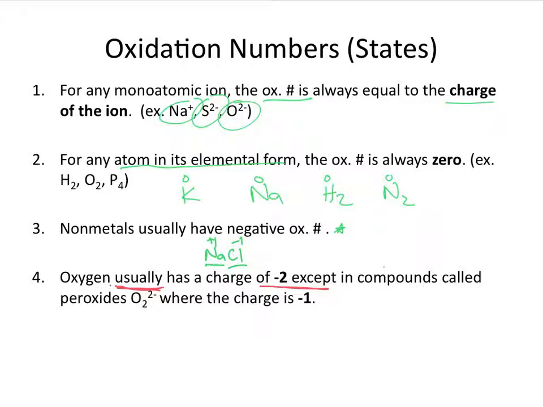A specific example that will come up are substances known as peroxides. When you see a peroxide present, you know that the charge on that oxygen is going to be -1. Why? Because there are 2 oxygens. This ion overall has a 2- charge, so each one of those oxygen atoms has a -1 oxidation number. And peroxides will usually show up like this: Na2O2, H2O2. There are other examples.